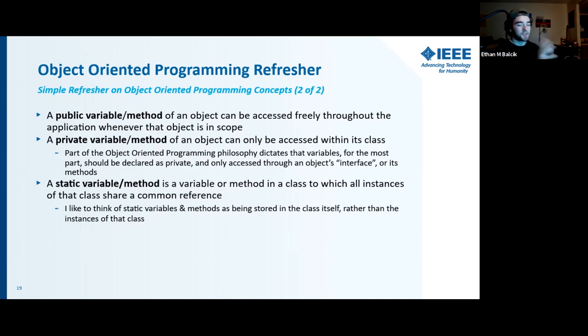So no matter how many dogs you create, maybe you decide to add a species data point, which is static because they're all dogs. And that's probably a pretty weak example of why you might use a static variable, but that's really the idea: every single instance of that class shares a pointer to the same exact variable or function.